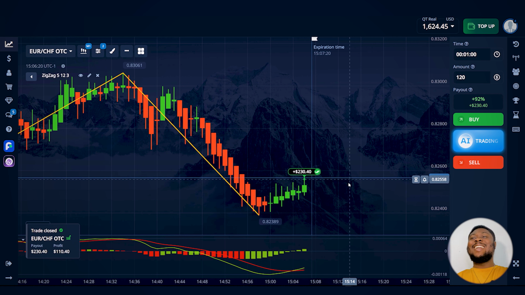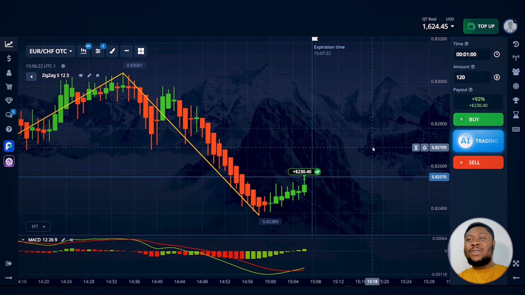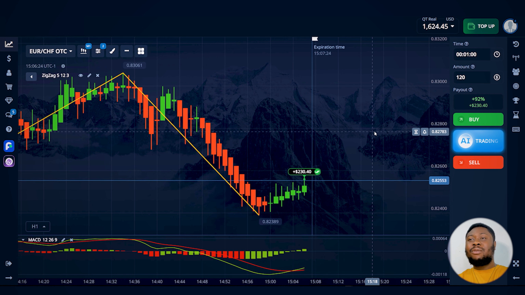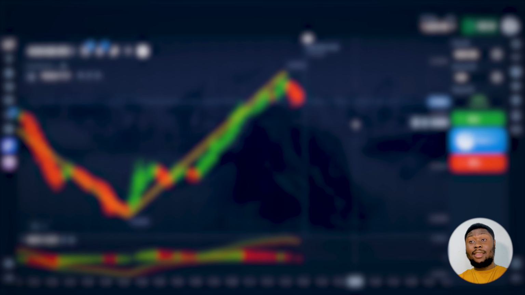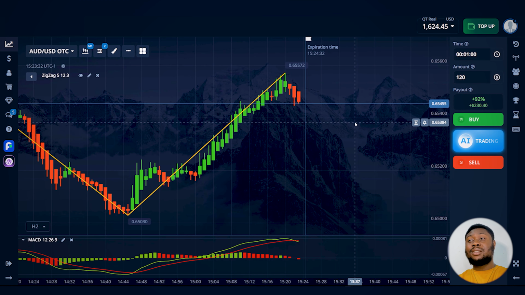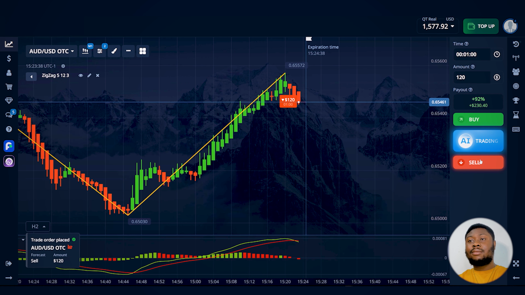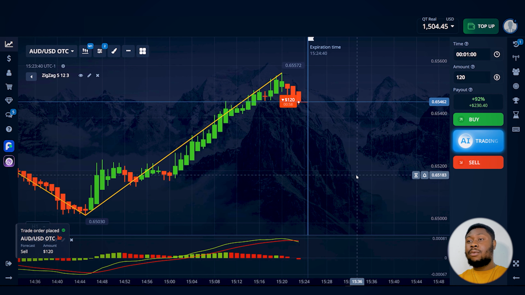Boom! And now I have $1,624 in the account. Let me find another situation and open the last trade. I think I can increase my capital with this situation. The situation has already formed. A downtrend has begun in the market and the price continues to fall.